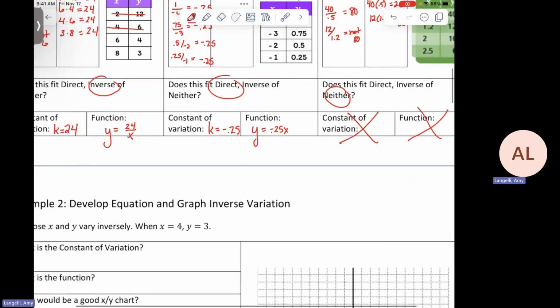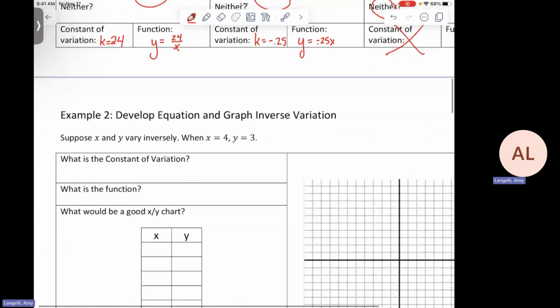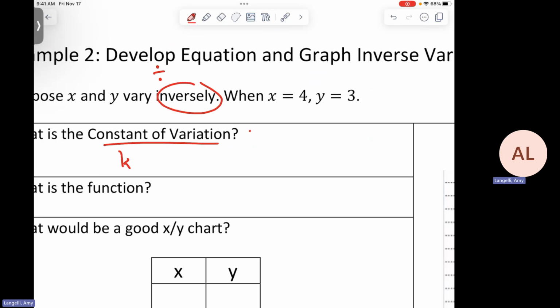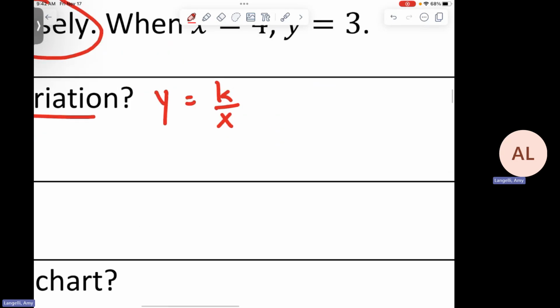The next thing I need to teach you is how to develop an equation and then graph that equation. So it says y and x vary inversely. When you see this word inversely, think in your head that you're dividing. And x is going to be 4 and y is going to be 3. So it wants us to find the constant of variation, which really means find k. And in order to find k, here's what my brain does. I know that's my inverse equation. y equals k over x. That was presented at the beginning.